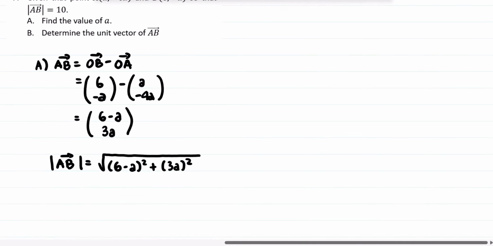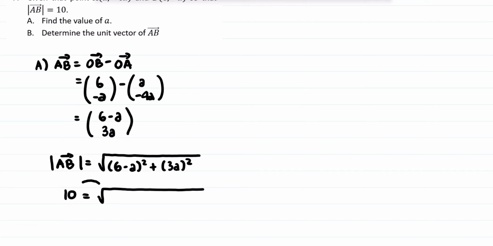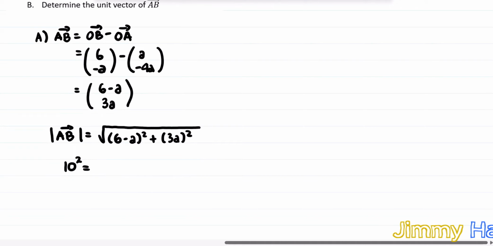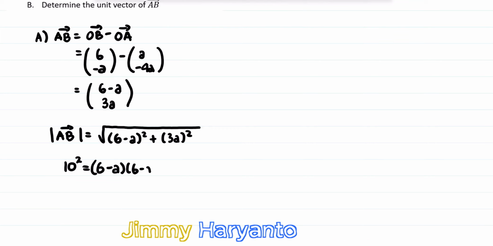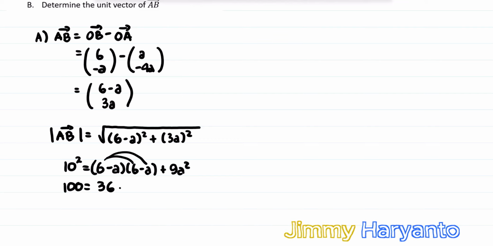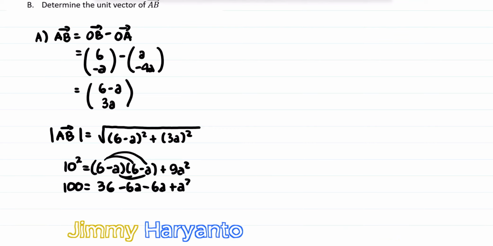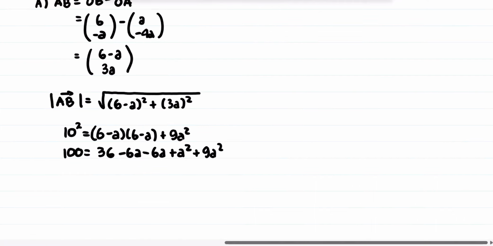And then let's input the magnitude. The magnitude is 10. So 10 equals the square root of, and I want to move this square root to the left hand side. It will become squared, so this will be multiplied like this: 6 minus A times 6 minus A, plus this one is 9A squared. So 100 equals this times this, 36, this times this, negative 6A, this times this, negative 6A, then this times this, plus A squared, plus 9A squared.